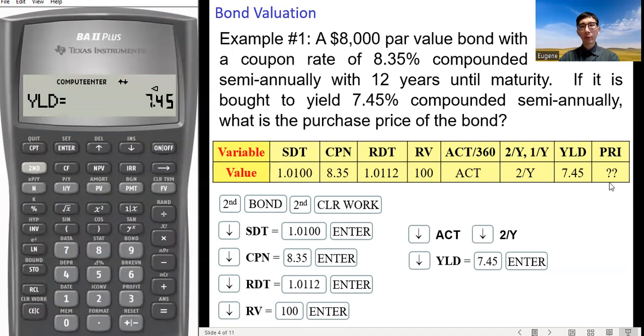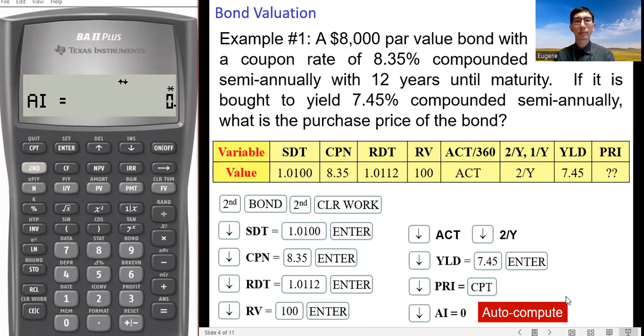And then press the down arrow key, we get PRI. We need to compute this value. So we press CPT. And we get the number 107.05845. And then we press the down arrow key again to get the value for AI. This is automatically calculated.